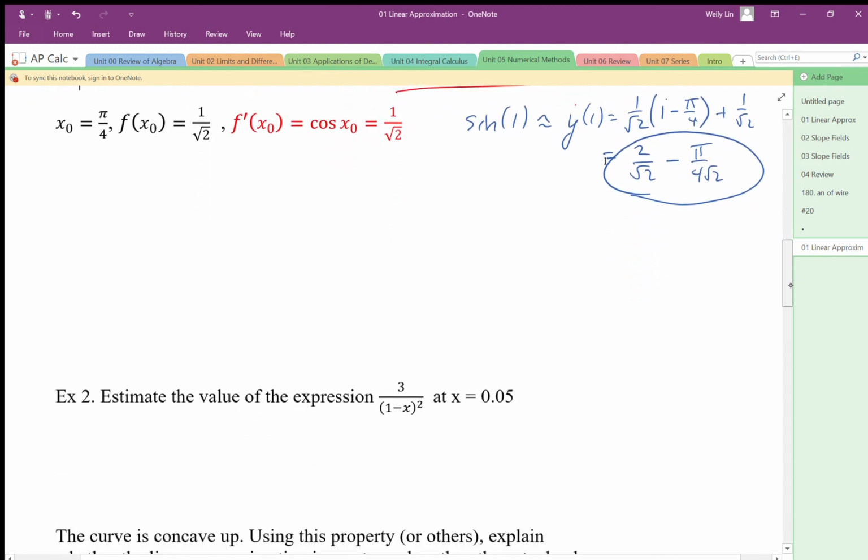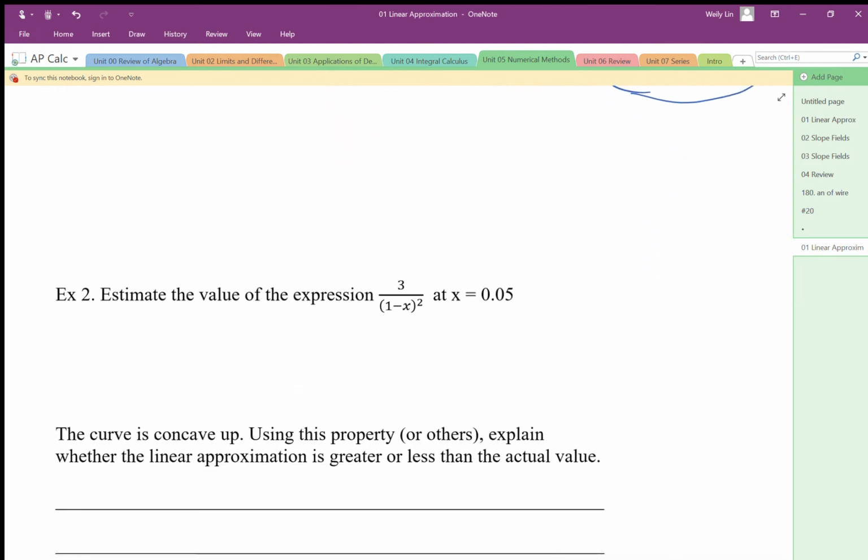All right, so looking at this one here, we want to do the same thing. We want to find the tangent line at that point. So when x is equal to 0.05, we're going to plug in. So it's going to be 1 minus 0.05 squared. I should really get a calculator for that.